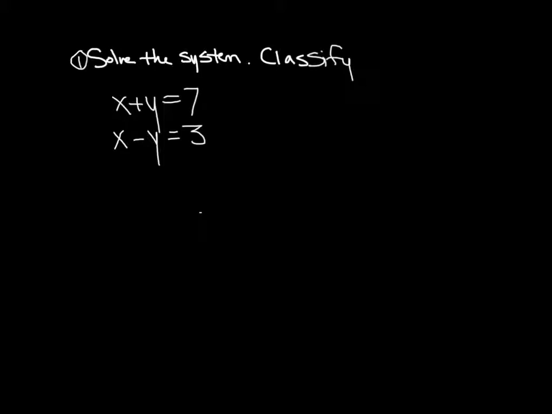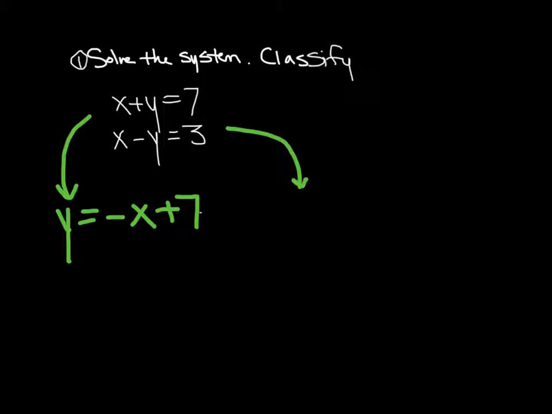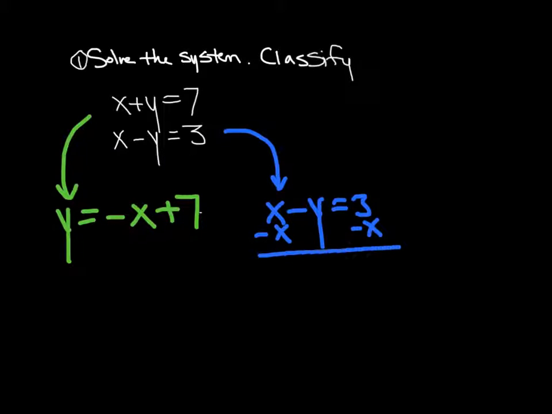Okay, so let's take a look at an example, solve the system, and then we'll classify whether it's independent, dependent, consistent, or inconsistent. So we got x plus y equals 7, x minus y equals 3, so we're going to go ahead and solve for y. On that one, if we subtract x from both sides, we get y equals negative x plus 7. And if we do this one over, let's do that in a different color. Let's see, x minus y equals 3. Subtract x from both sides. You get negative y equals negative x plus 3. And then divide by negative 1 because we want to get that y by itself.